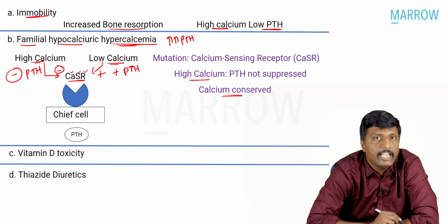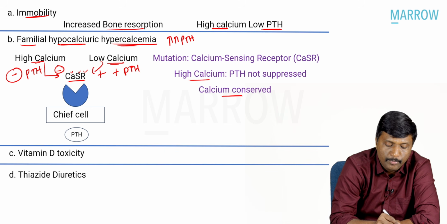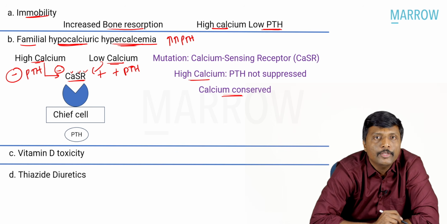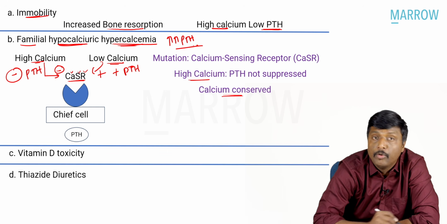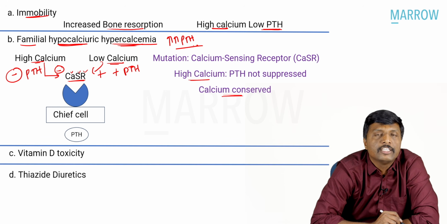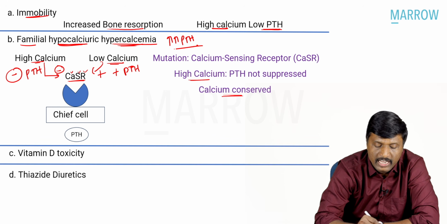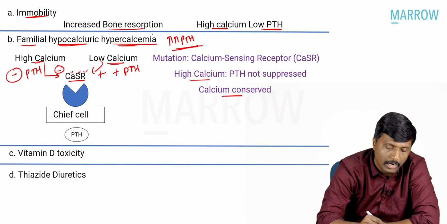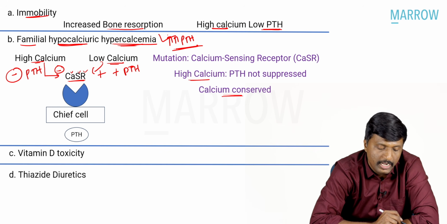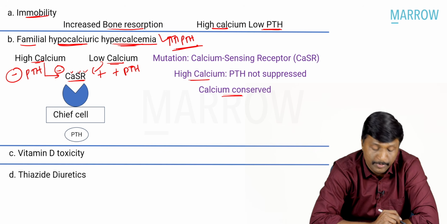PTH is causing calcium conservation, that is why hypocalciuria. So from the urine, there is a lot of calcium reabsorption. So less is moving into the urine because of parathormone. So here because of CASR mutation, high calcium is not suppressing PTH. Elevated levels of PTH, obviously option B, familial hypocalciuric hypercalcemia.